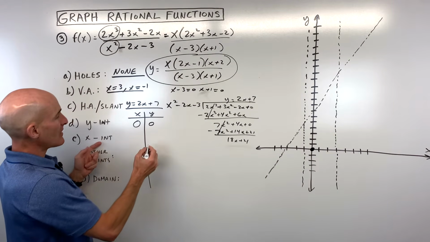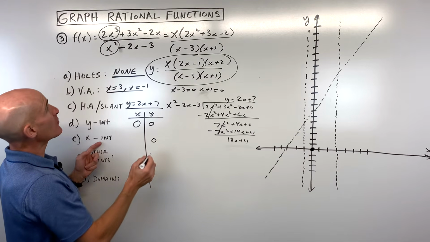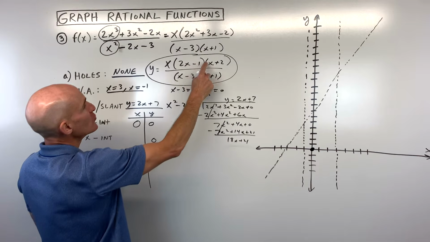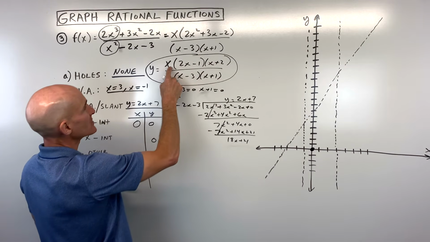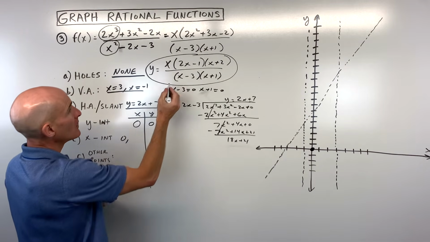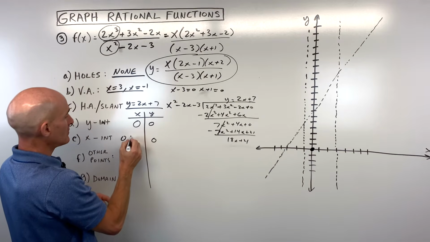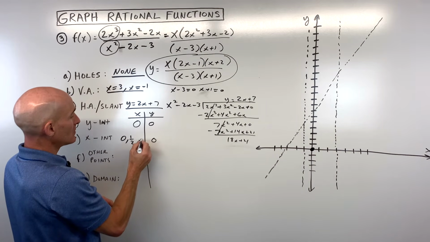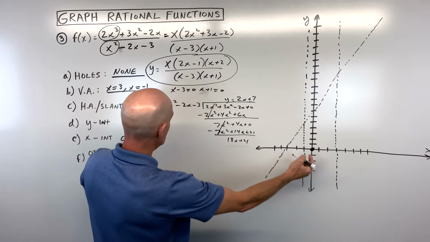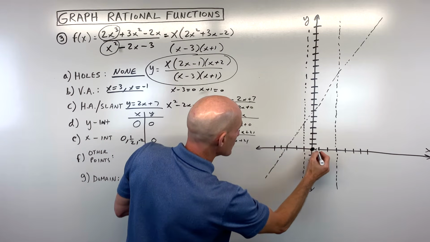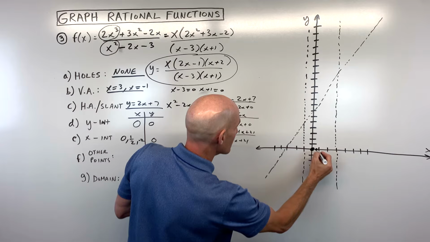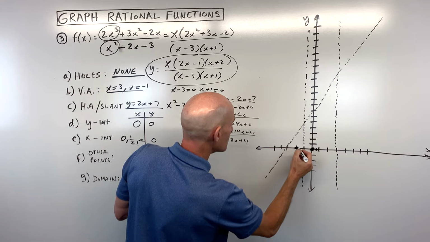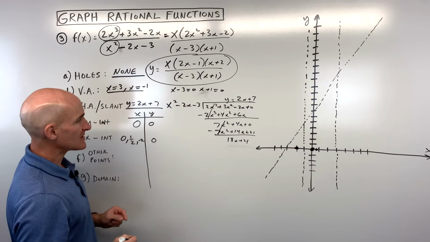And the x-intercept, we're going to set y equal to 0. Now remember, when y is equal to 0, the only way that y is going to be equal to 0 is if the numerator's factors are equal to 0. So that's going to occur at 0, 1/2, and -2. So let's see, let's plot that. So 0, 1/2, which is right about here, and -2, which is right about here. Okay, so that's interesting.